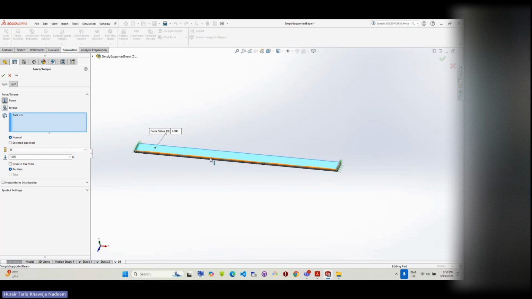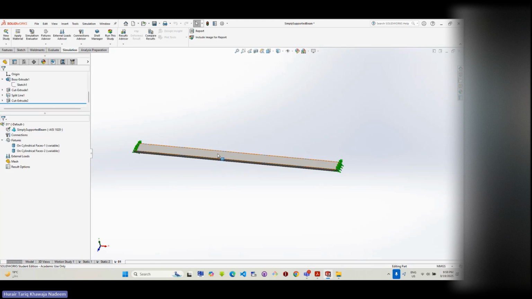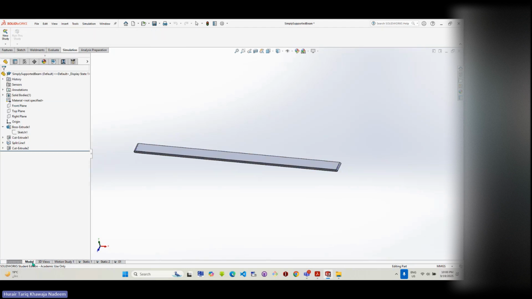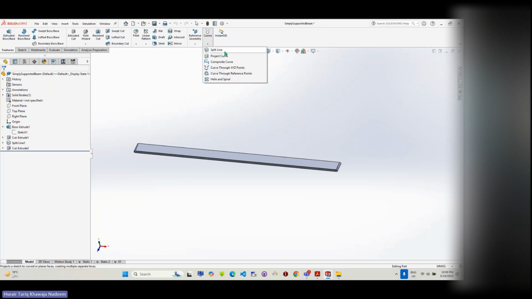But for example, I want to apply force on a certain area. What am I going to do now? This is important. I'm going to divide this surface into 2 regions, or 3 or 4 regions, whatever. So I come to the model. I'm right now in the model view, and go to features, curves, and split line. This is very helpful, but remember, this option is not available in simulation. It is available in the model, not in simulation.